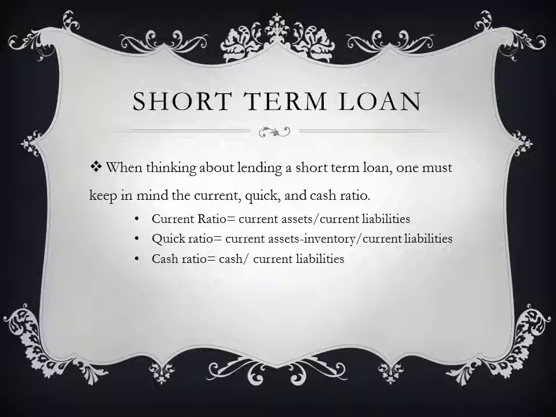When deciding which company I wanted to lend the short-term loan to, I had to evaluate the short-term solvency of each company by using the following liquidity ratios. The current ratio is current assets divided by current liabilities. The quick ratio is current assets minus inventory divided by current liabilities. And the cash ratio is cash divided by current liabilities.